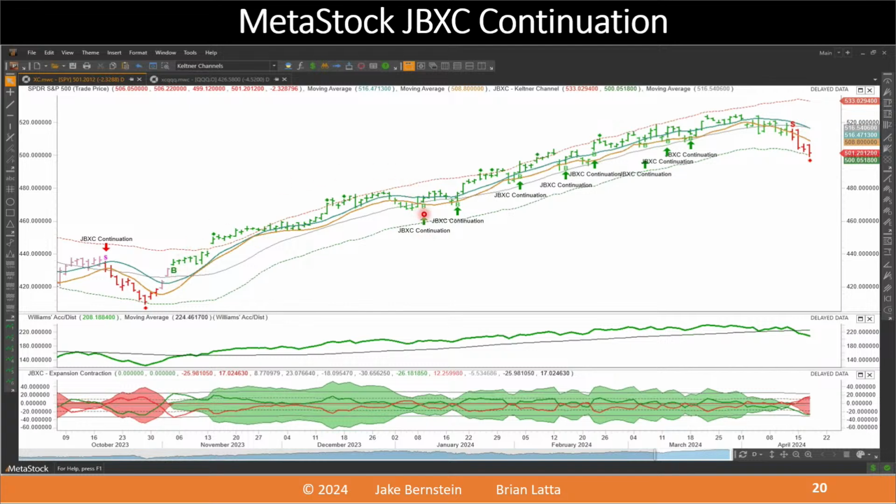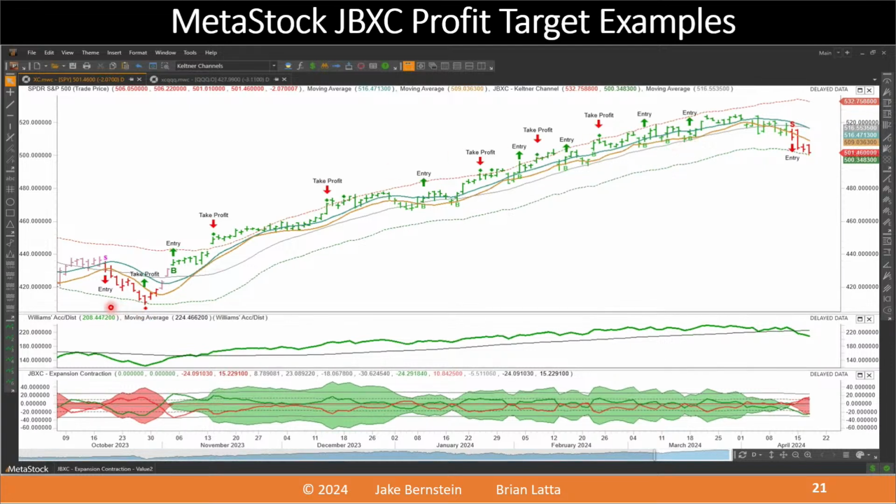And subsequent smaller Bs here are the expansion contraction continuation trades. The expert advisor will also identify those. And again, as we go in, and I'm using the tools here from Metastock, we can identify entries where we should take profit, where we may want to take some more profit, another entry on a continuation trade, take some more profit on here.